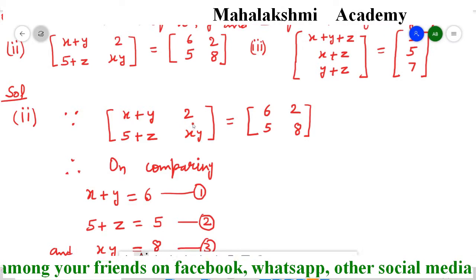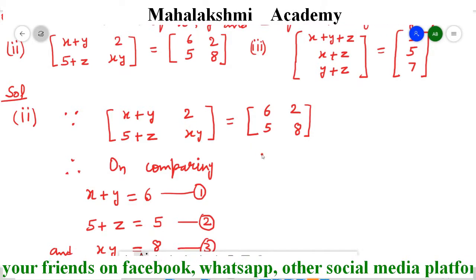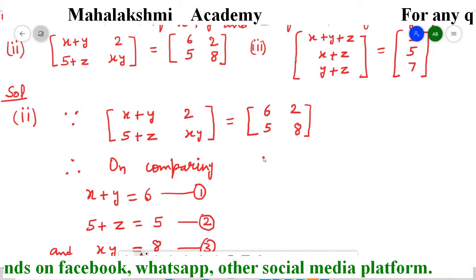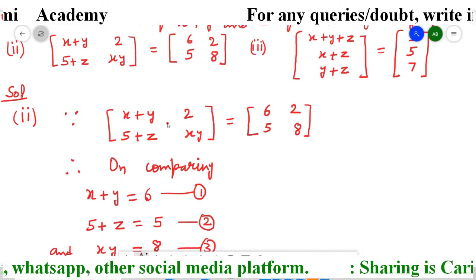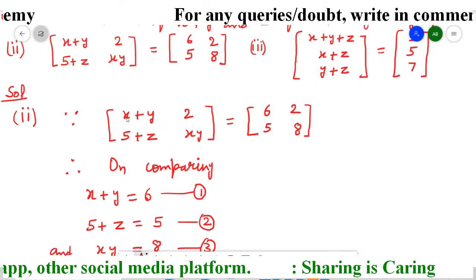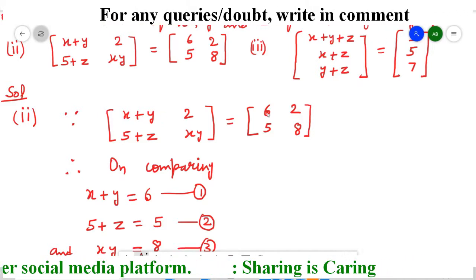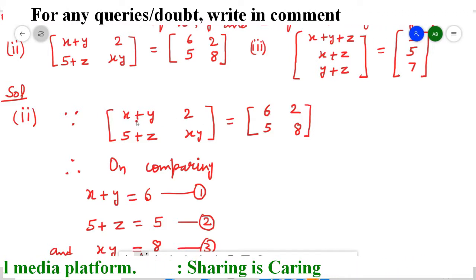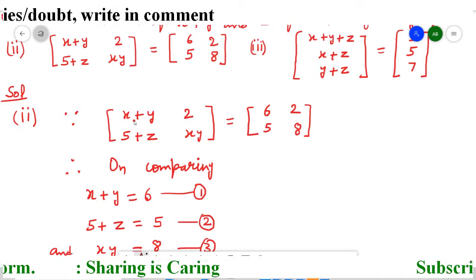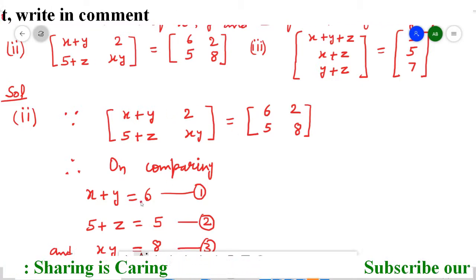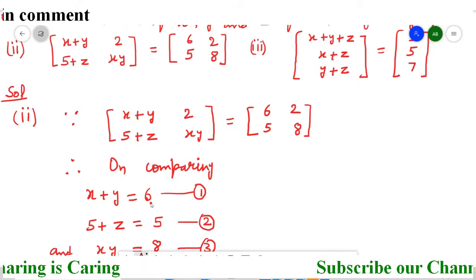So how to convert the matrices into equations? First we have to learn that. And students, two matrices are equal if their corresponding elements are the same. Means the A11 element is the same as the A11 element. So this place is for A11 and here this place is for A11. So this element is the same as this element. So by that you will get x plus y equal to 6.